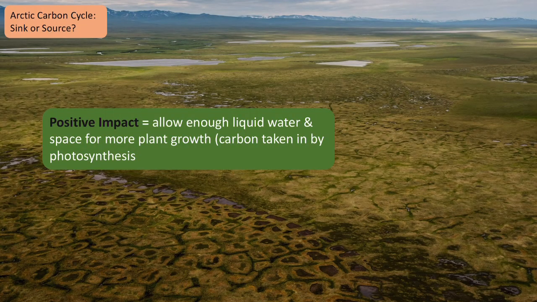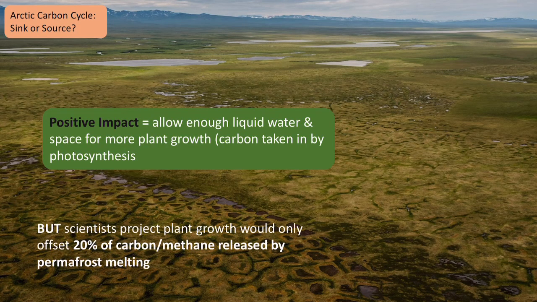However, there is an argument that as the permafrost starts to melt and we get larger temperatures, there will be more liquid water, and combined with the higher temperatures, we'll actually get a lot more photosynthesis, and therefore we'll get more plant growth, which would actually extract carbon from the atmosphere and store it in the biosphere. However, at the moment, the best predictions that scientists have got are saying that plant growth would only offset 20% of that methane being released, and therefore eventually it looks like the Arctic would be a source of carbon, but this is quite hard to predict at the moment because it's a lot of modelling and we won't actually be able to measure it at the moment.